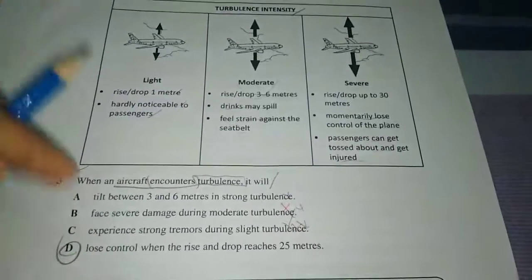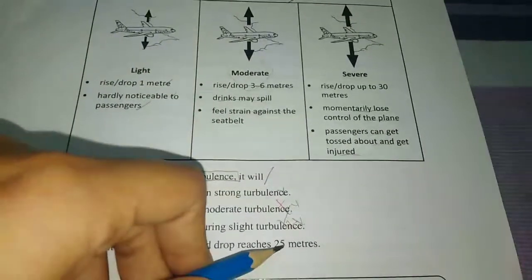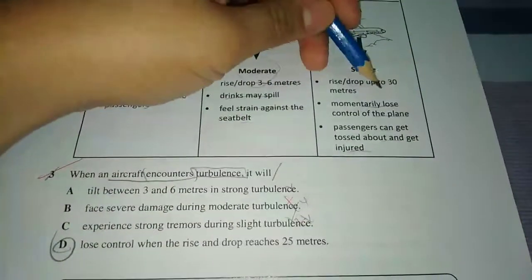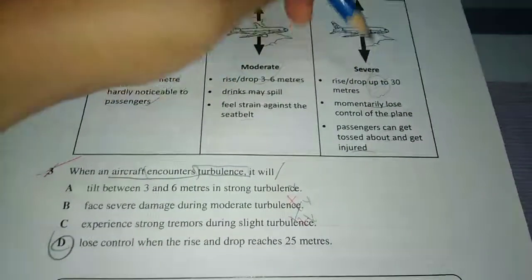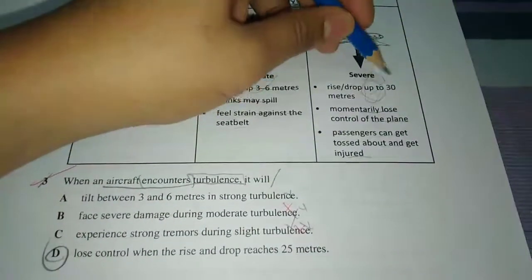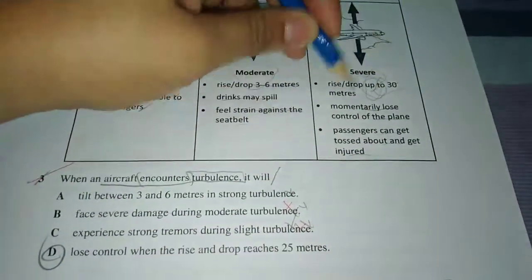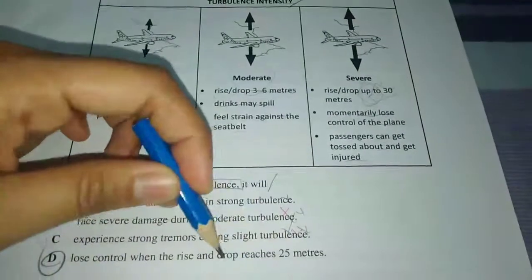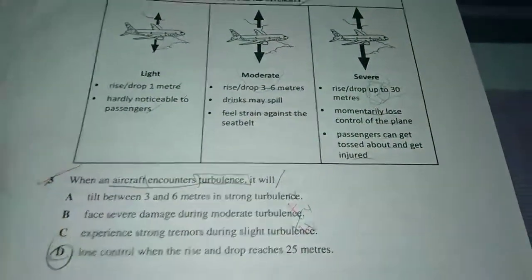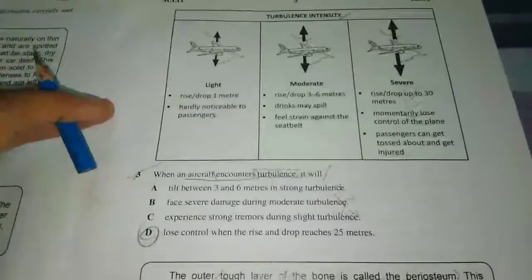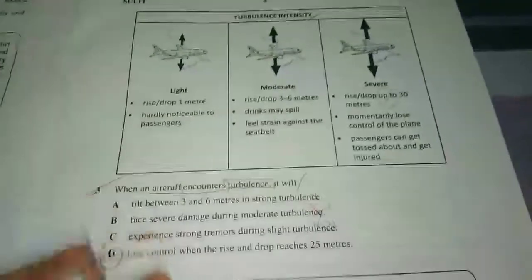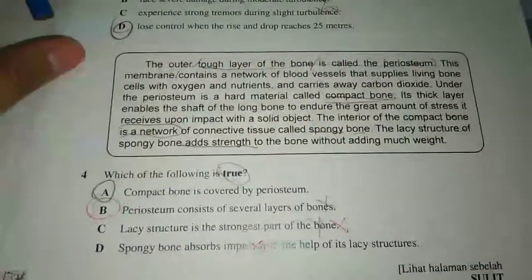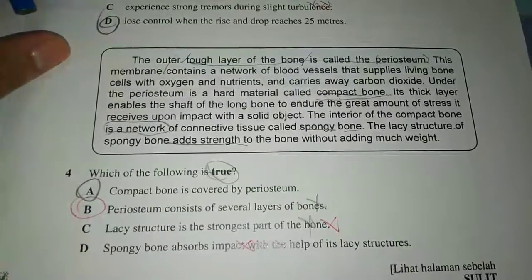You got that? Lose control to the rise and drop reaches 25 meters. It is up to 30. The point here is up. It doesn't tell if it's really determined in 30 meters. It's just reach 25 meters. So it might be D. So korang kena fahamkan bahasa Inggeris dalam statement English and Science and Technology tu. And the fourth question number 4. The outer tough layer of the bone is called periosteum.